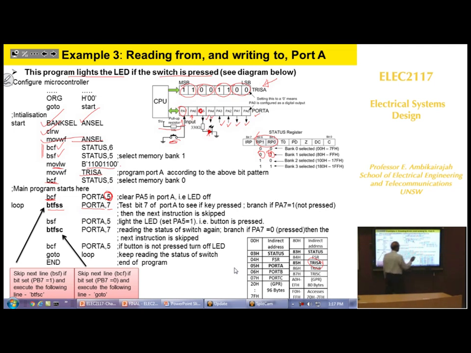So you're saying, if it's not pressed, you can't turn on the light, so you skip the next instruction and go back here. If it is not set, then it doesn't skip. It goes to the next instruction, where you set the bit. BSF means set value 1 at position 5 of port A. When you do that, this will start to glow.